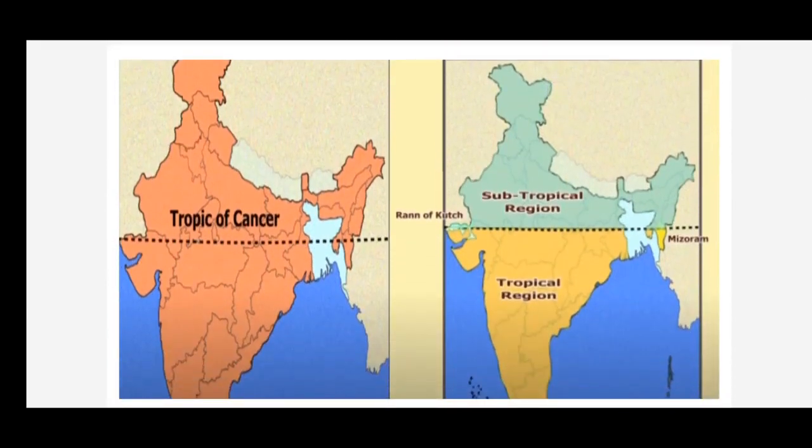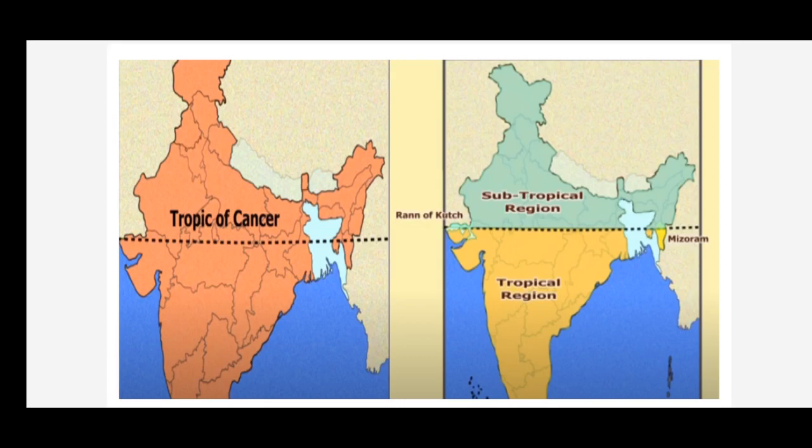Coming to India, as you all know, the Tropic of Cancer passes through the middle of the country, that is from Rann of Kutch in Gujarat in the west to Mizoram in the east. So almost half of the country, which is lying to the south of the Tropic of Cancer, belongs to the tropical region, and it experiences a tropical type of climate.